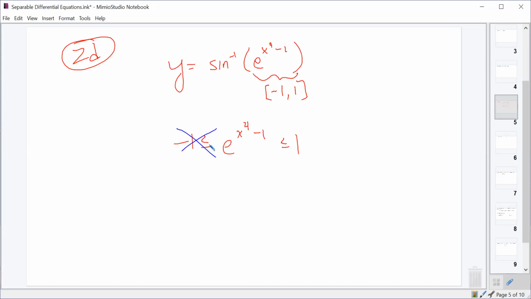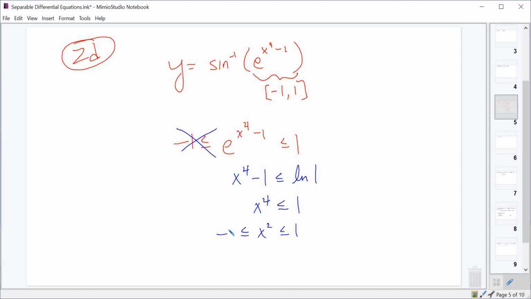So now to clear off the e, we need to take the natural log of everything. So the natural log of e to the x to the fourth minus 1 gives us x to the fourth minus 1, which is now less than or equal to the natural log of 1. And what's the natural log of 1? Should be 0, right? And so if we add the 1 over, we get x to the fourth is less than or equal to 1. And now, well, we square root the x to the fourth, giving us x squared.